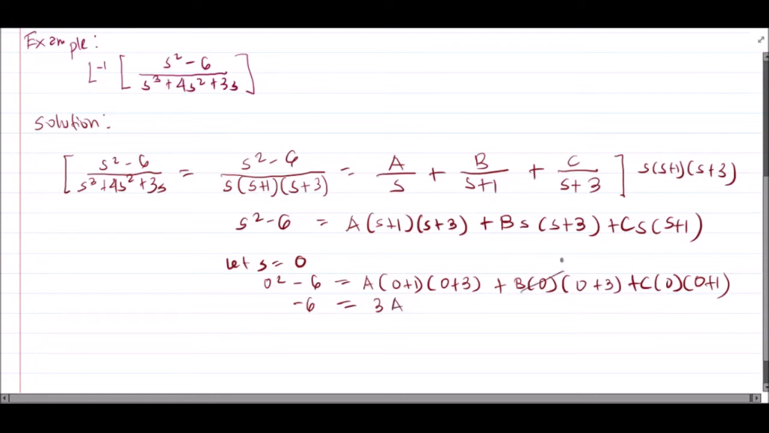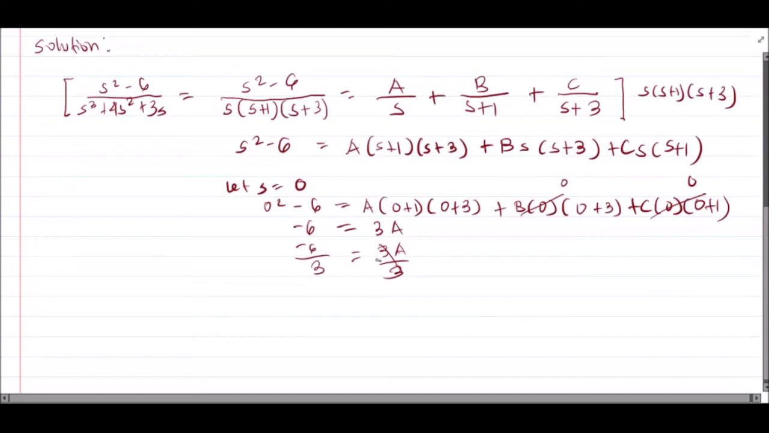The b term will be equal to 0, no? b times 0 times (0 plus 3) will still be 0. This will also be equal to 0. So we're left with negative 6 is equal to 3a, no? So negative 6 over 3 is equal to 3a over 3, cancelling the 3 on the other side. So we end up with a is equal to negative 2.